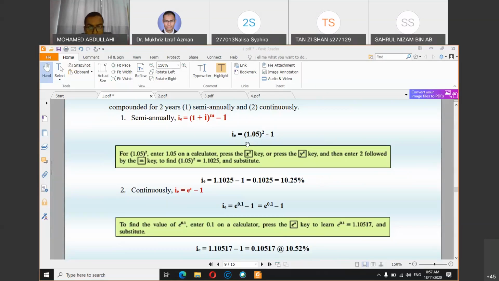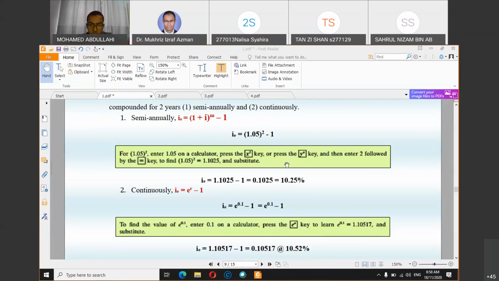So you have two formulas here: one for semi-annual, the other for continuous. Both require different formulas to calculate because we have different compounding times. For semi-annual, you have 1 plus i over m, and 10% divided by 2 gives you 0.05, which is 5%, and then the effective rate minus 1. You don't need to memorize this formula, unless during the exam the formula is not provided, then you need to know which formula to use.